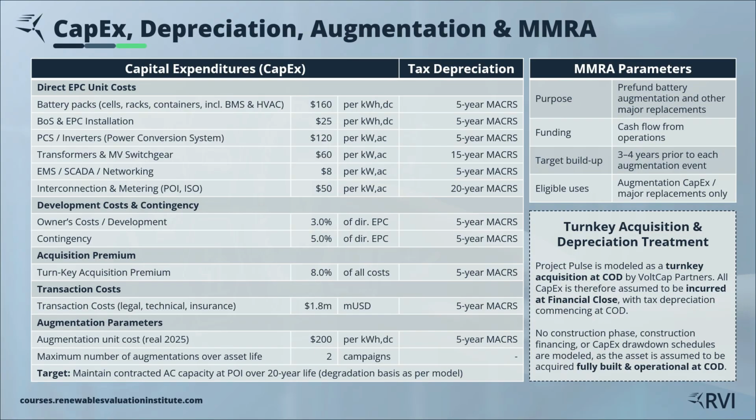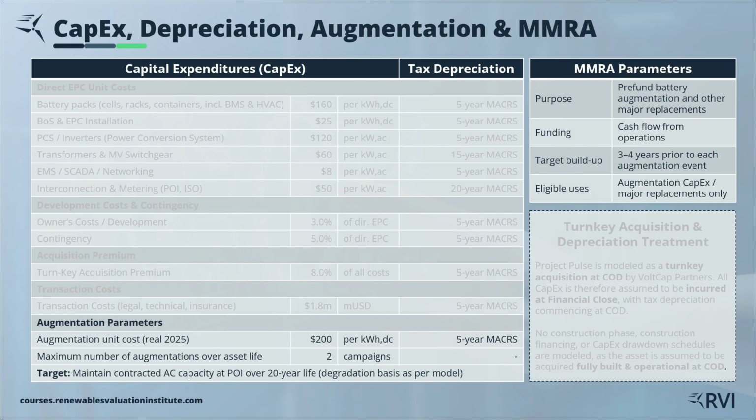And the information memorandum for this case study gives us everything we need for this lesson. Down at the bottom are the augmentation parameters. And you can see the unit cost in US dollar per kilowatt hour, the maximum number of augmentations over the asset life, and the target to maintain contracted AC capacity at the point of interconnection over 20 years.